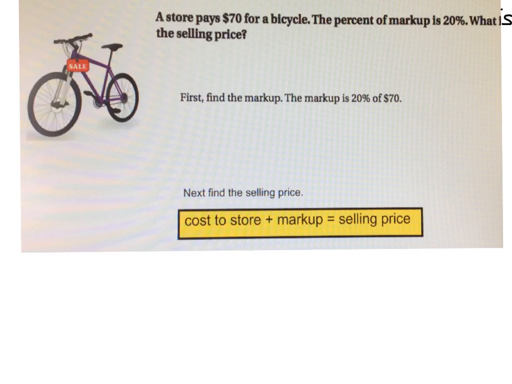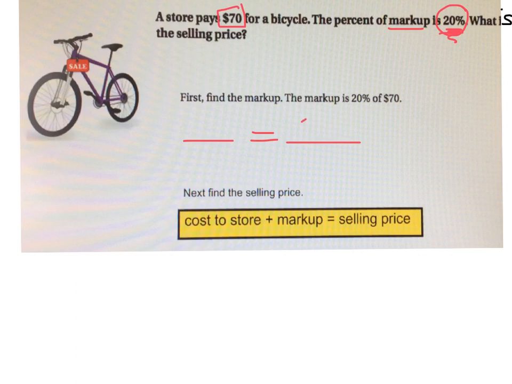All right, here's our problem. It says a store pays $70 for a bike. That's what the store actually has to pay. In order to make money, they have to mark up the price. They're going to mark it up 20%. I want to know what they are going to sell it for. Here's how I'm going to do that. First I need to figure out how much money they marked it up. I know they marked it up 20%. That's not $20, it's 20%. I have to figure out how much money they actually marked it up.